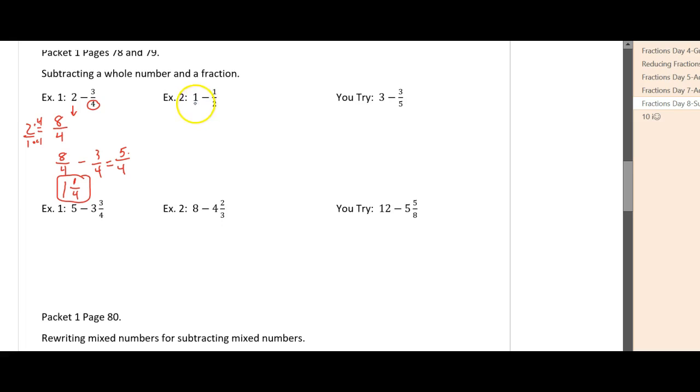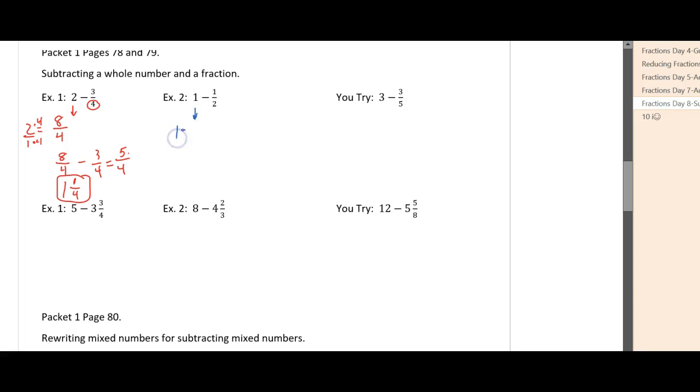So 1 minus a half. You should know this answer right away. If you have $1 and you subtract half a dollar, what are you going to have? You're going to have half a dollar, so 50 cents. So with this in mind, let's do it mathematically.